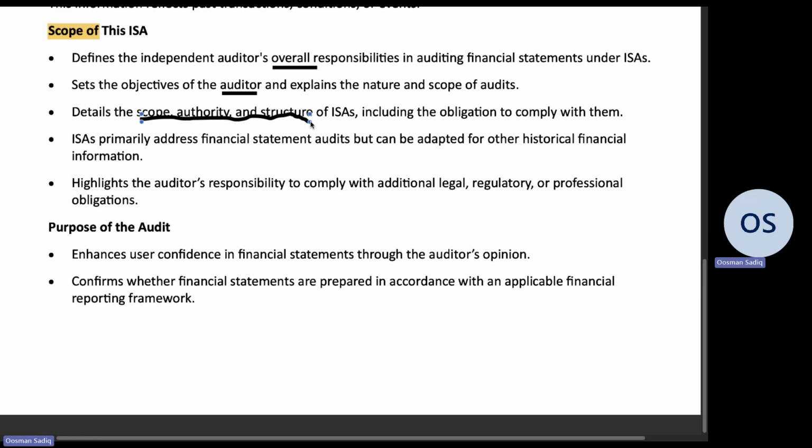So this is important: scope, authority, and structure, including the obligation to comply with them. ISAs primarily address financial statement audits. We're going to come to this in a little while, but they can be adapted for historical financial information, and they highlight the auditor's responsibility to comply with additional legal, regulatory, or professional obligations.